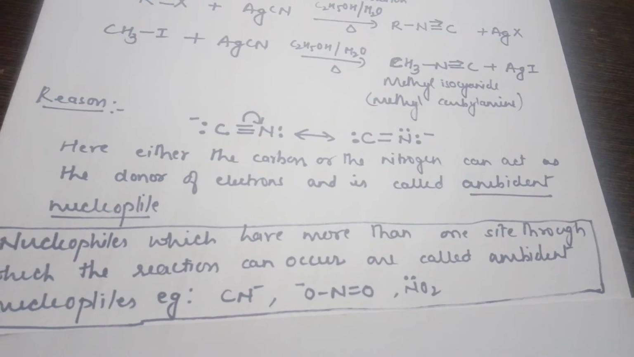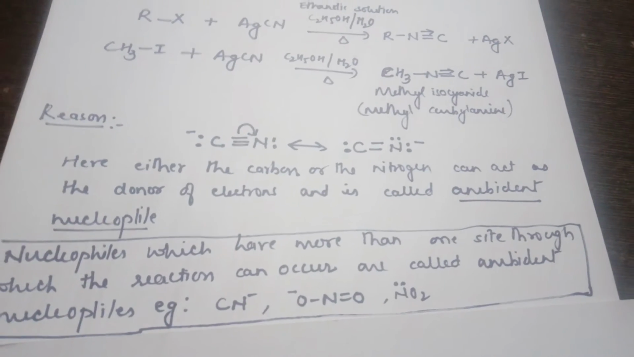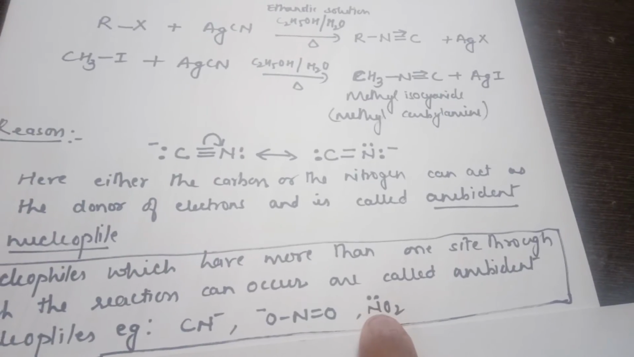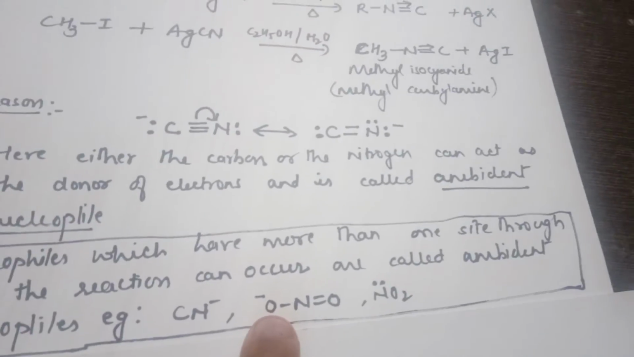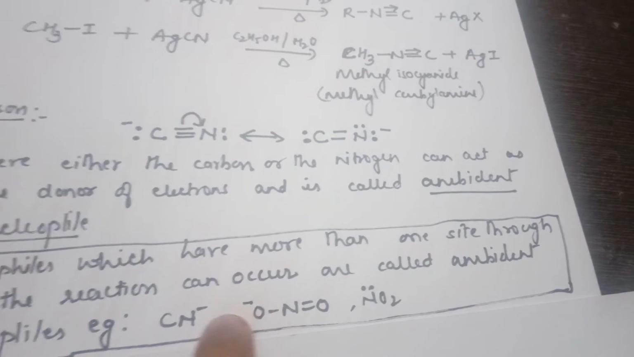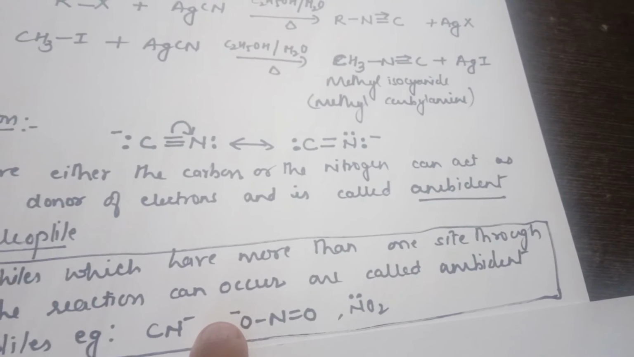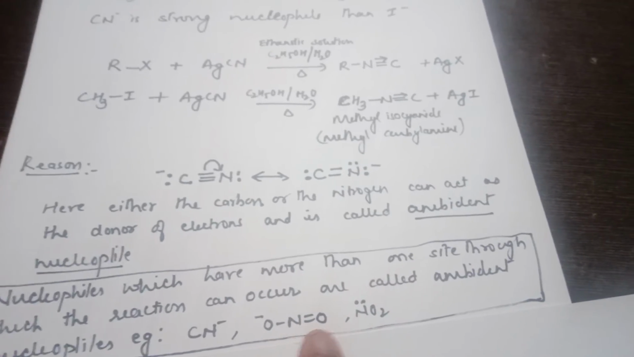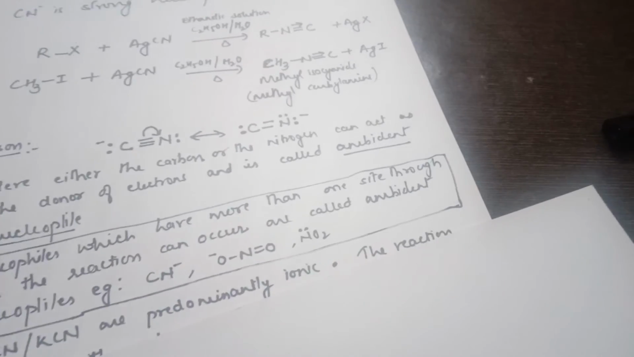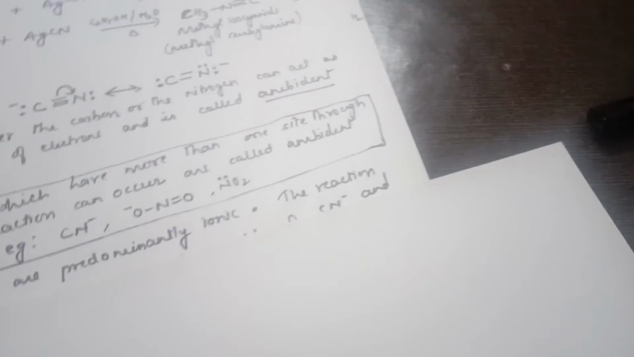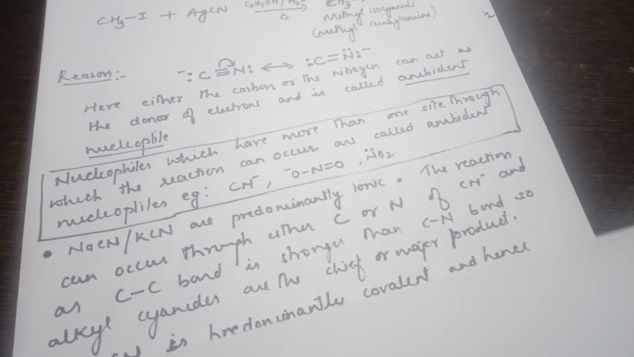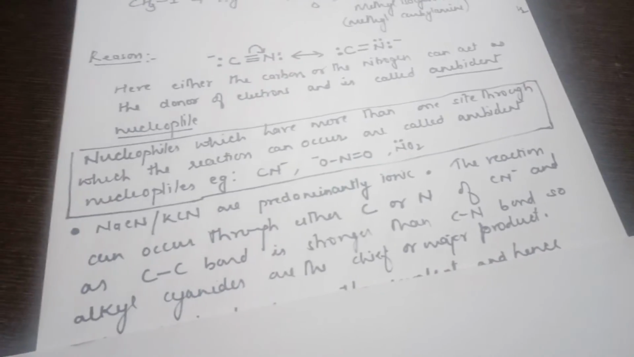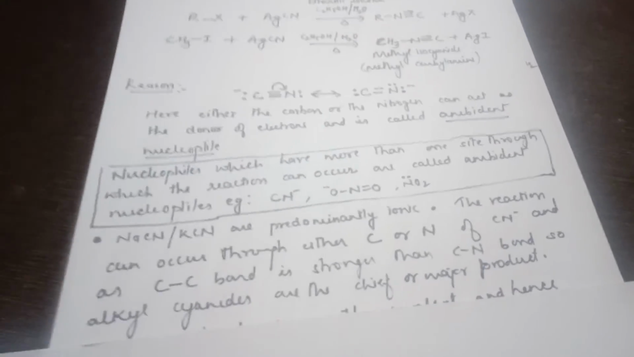Now here I have given one more example of an ambident nucleophile, that is nitro. If nitro is getting attached from nitrogen, NO2, here nitrogen, it also has the tendency to get itself attached from oxygen. Oxygen also has a negative charge, excess of electrons. So this again is an ambident nucleophile. Now how do ambident nucleophiles affect the reaction? In this case, the situation is happening because of this own property of ambident nucleophile.